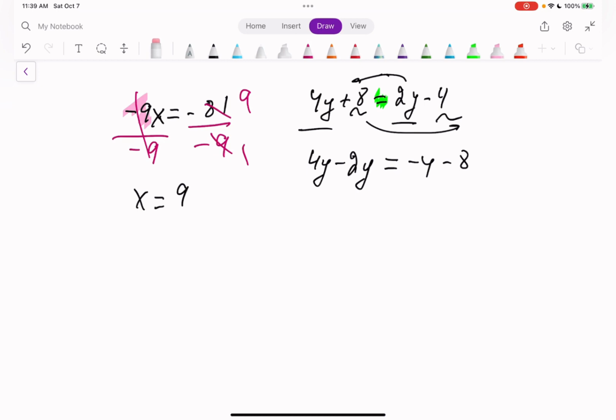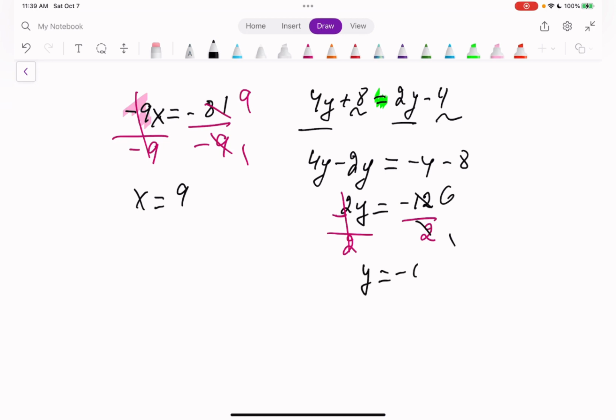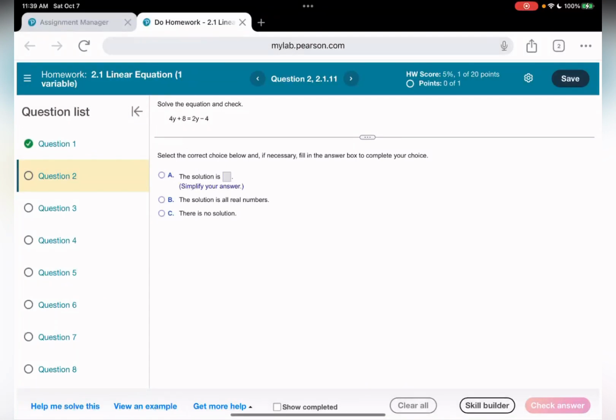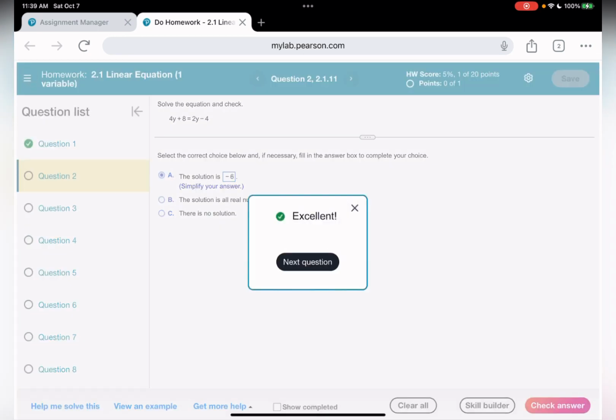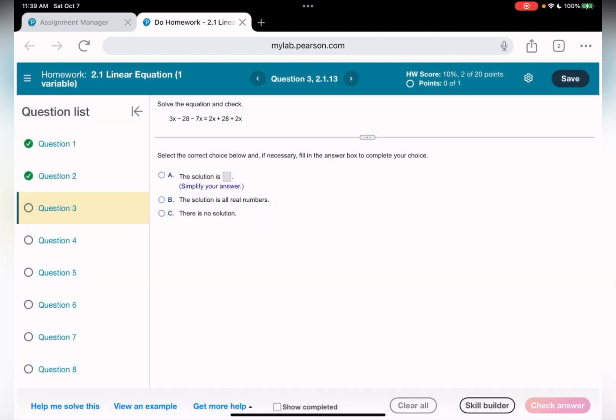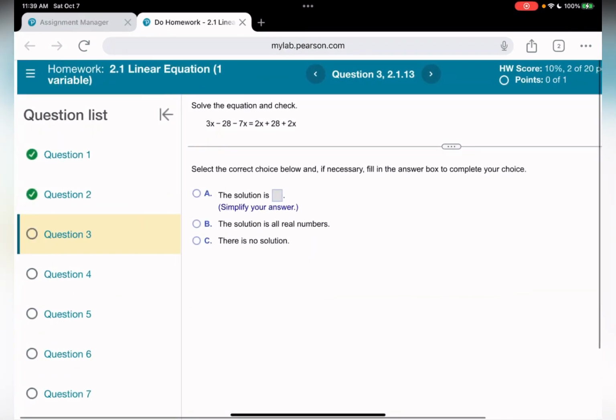So let me solve it. 4y minus 2y is 2y, negative 4, negative 8, negative 12. And now we divide by 2, right? Because we need to get y by itself. By 2, here also by 2. Well, 12 divided by 2 is 6. This is 1, this is 6. And y is equal to negative 6. Okay? Moving to the next question. So let me take a picture of this question so I won't make some silly mistake writing. All right.